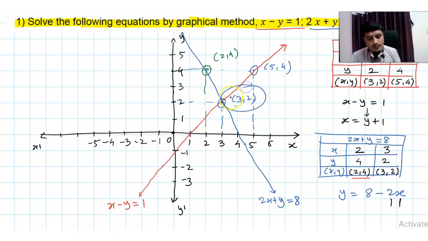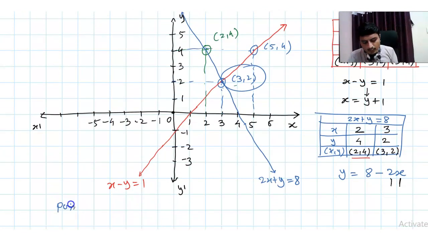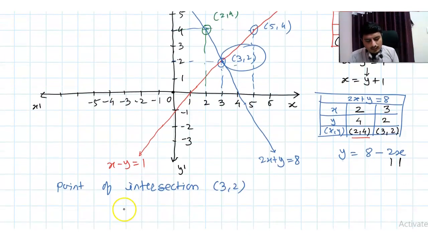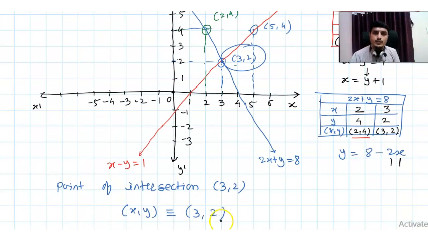Now the point of intersection of both lines, we have (3, 2) as the point. So we write at the end the point of intersection of the given equations, that means of the given lines, we have (3, 2). So that is our solution point. That means the value of x is 3 and the value of y is 2. Once the point lies on the line, it should satisfy both equations of the lines simultaneously. That means x equal to 3 and y equal to 2 should satisfy the first equation, x minus y equals 1, as well as 2x plus y equals 8, the second equation.